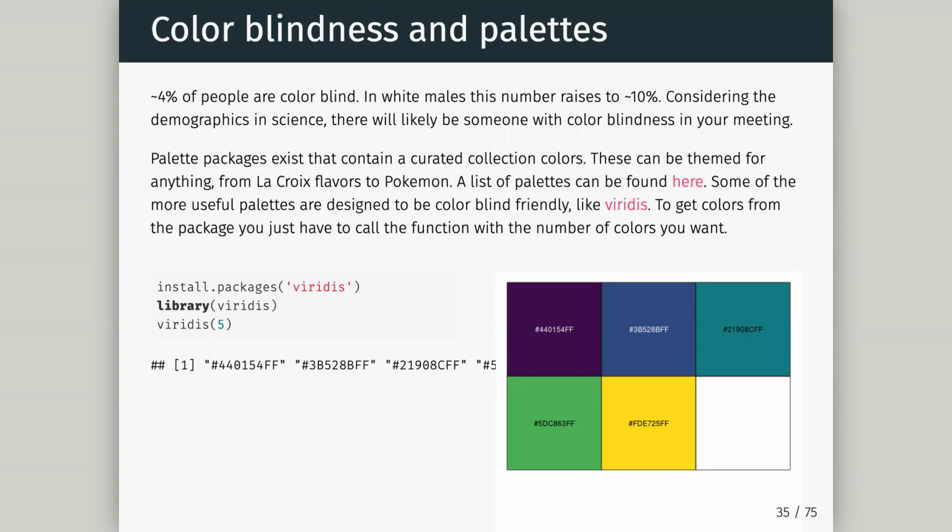So they say it's 4% colorblind. In white males, this rises to 10%. I don't know why we've added that particular part of this. But in the demographics in science, you're likely to meet someone, and that is a high percentage. If you've got a room of 20 people, it's actually kind of high. So luckily we have lots of palettes available to us which just cover colorblindness. So you don't need to think about it. You just need to use a colorblindness safe palette.